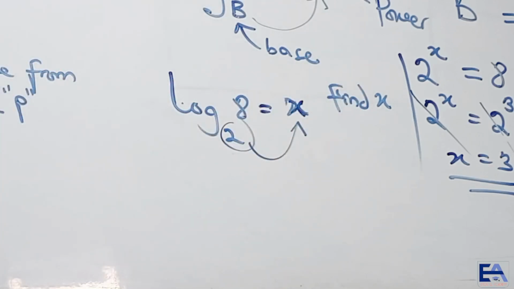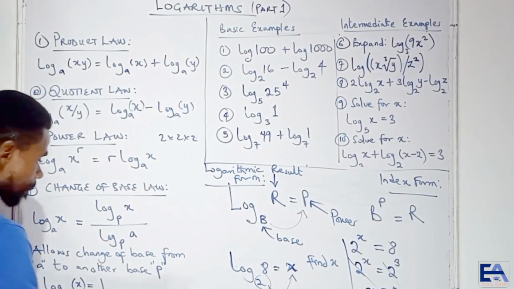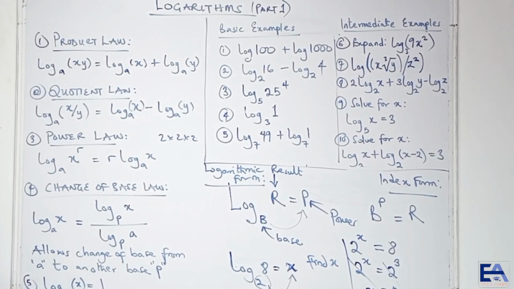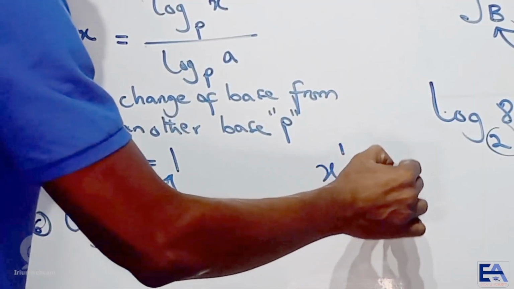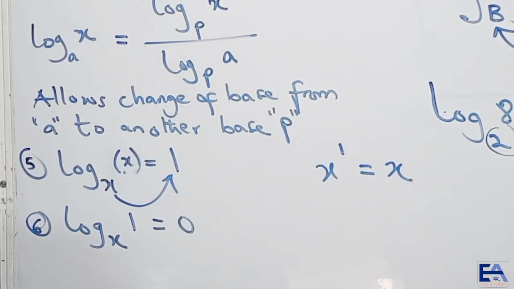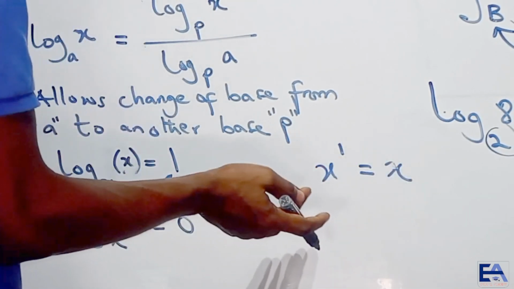And this is the reason why we could come to this law here. The law here says log x to base x is equal to 1. Why is it like that? If you say log x to base x is equal to 1, if you want to convert it to index form, you will have it that x raised to power 1 is equal to this x here, in index form, okay?